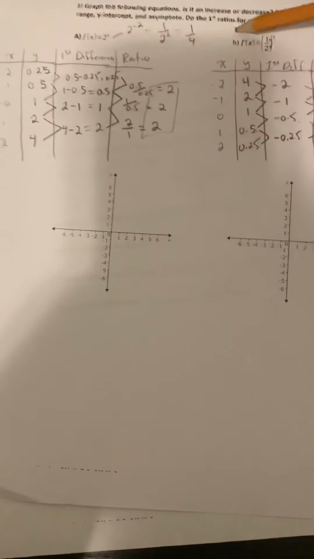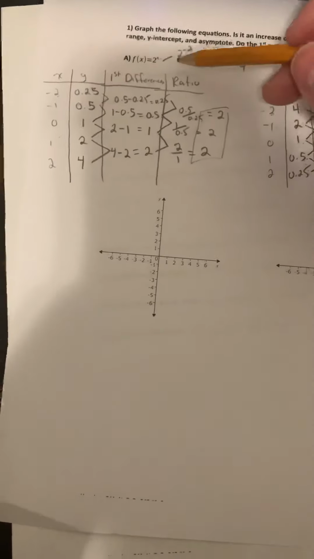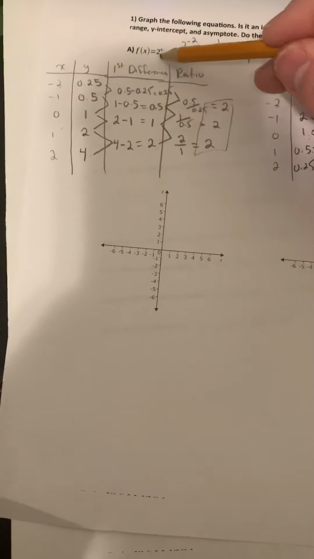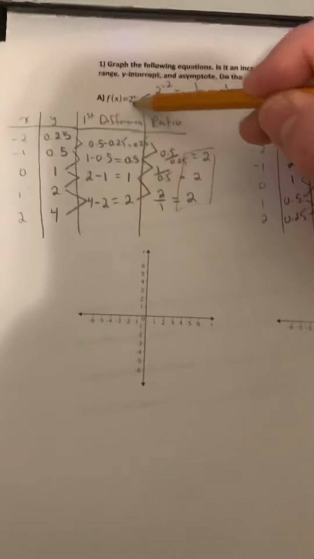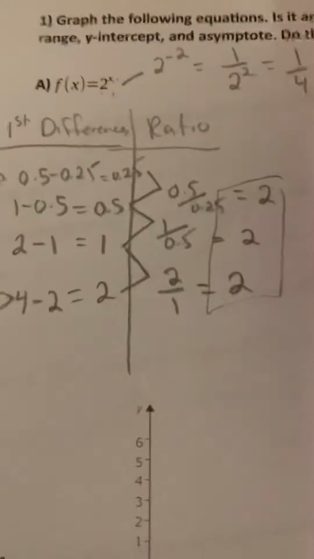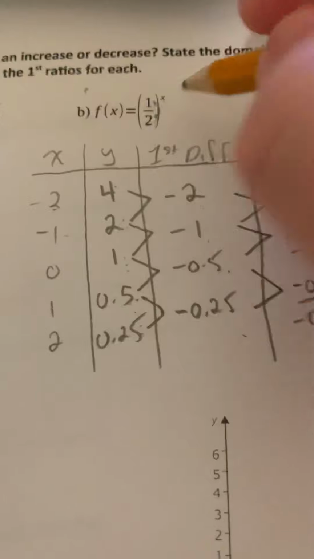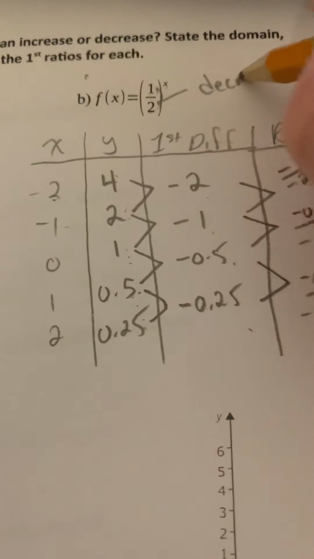Okay, so this one, first question is increasing or decreasing. So we look at the number. If it's greater than 1, it is an increase. If it is between 0 and 1, then it is a decrease. So this one is above 1, so this one is an increasing graph. So it's an increase. And this one's 0.5, so this is a decrease.